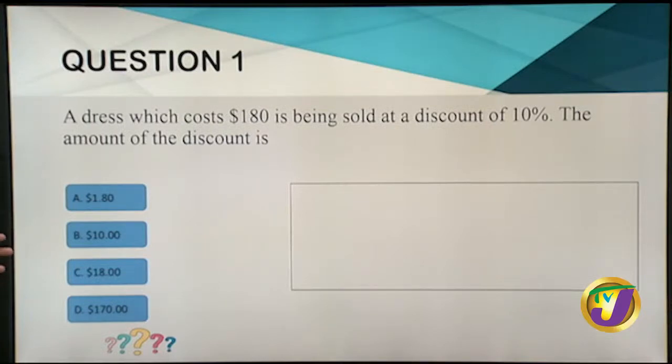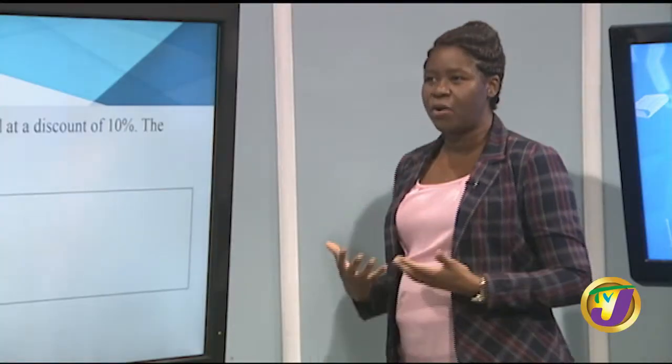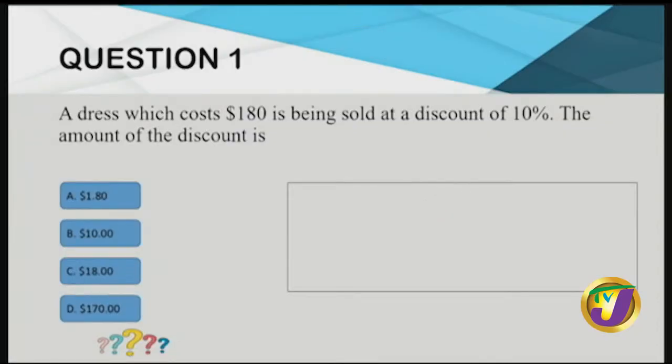And our first question. So a dress which costs $180 is sold at a discount of 10%. The amount of the discount is... So you have read the question. Let's find out what the question is asking us, applying those tips that we have mentioned earlier. We also need to highlight the important words in the question.